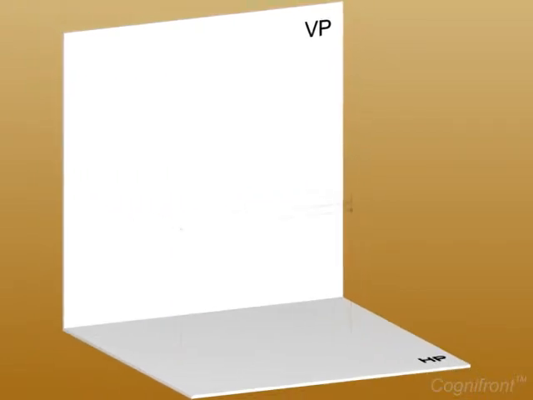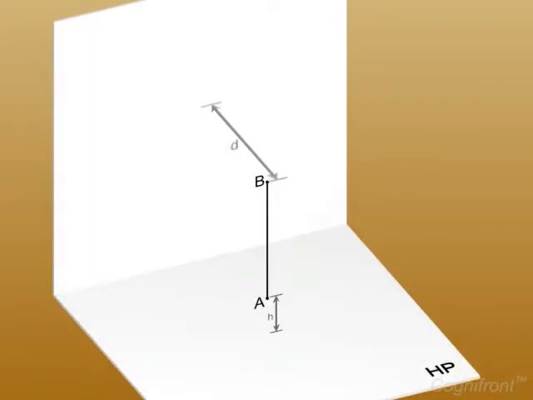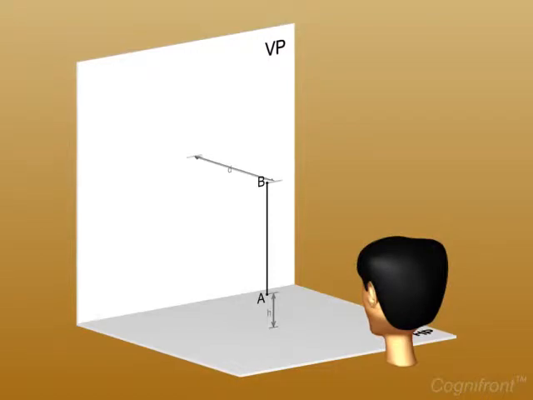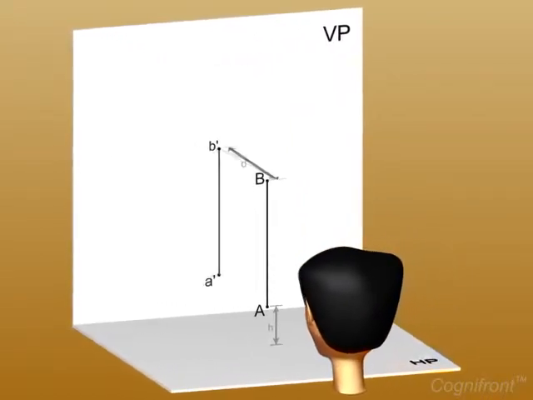planes. So, let's start. A straight line AB is perpendicular to HP and parallel to VP, where the point A is H units above HP and point B is D units in front of VP. Observe the front view of line AB as line A'B'.